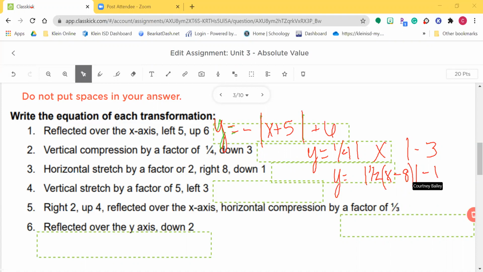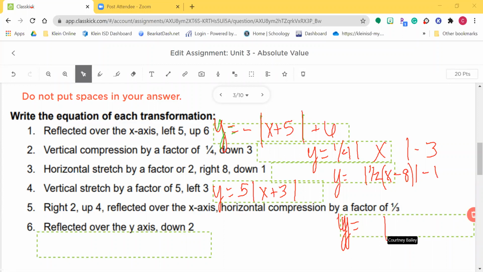Number 4, here's my skeleton. Vertical, inside, outside? Outside, 5 or 1/5? 5. Left 3, inside, outside? Inside, plus or minus? Plus 3 with my X. Very good. Number 5, here's my skeleton.